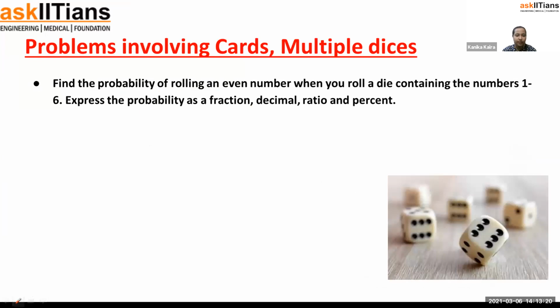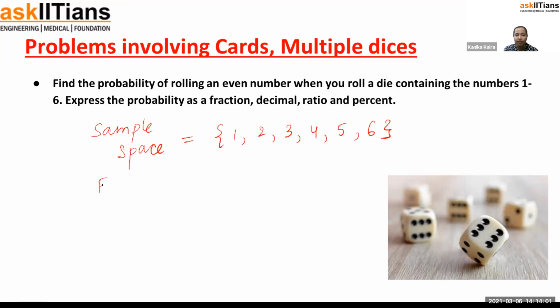The first statement is: find the probability of rolling an even number when you roll a die containing the numbers 1 to 6. Express the probability as a fraction, decimal, ratio, and percentage. Now, let's look at the sample space. We know that sample space is all the possible outcomes. So it is 1, 2, 3, 4, 5, 6, because on a die there are 6 numbers written. That's the sample space, all the possible outcomes. Now, you need to find the even numbers.